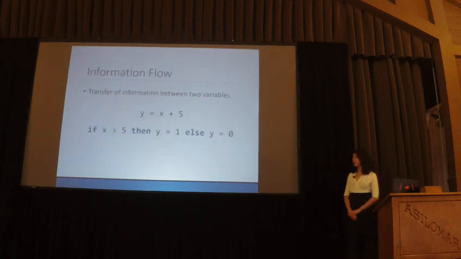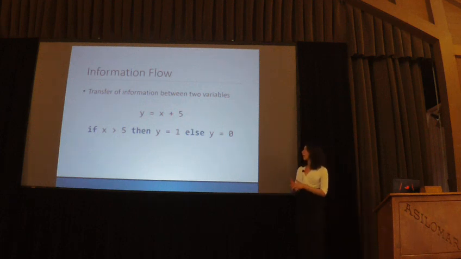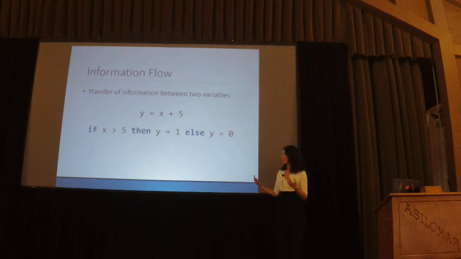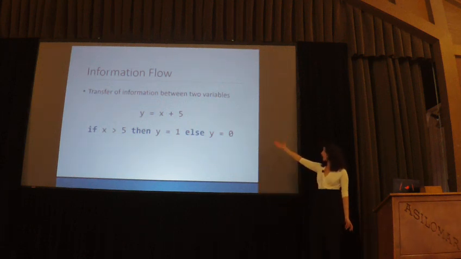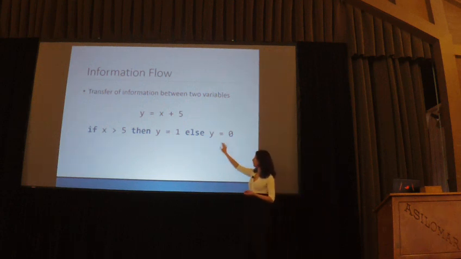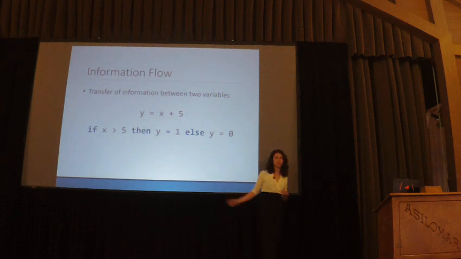Now, how does SlickStan do all of this? Well, it uses something called information flow analysis, and this is what information flow is really. Information flow is a transfer of information from one variable to another. Here in the first line, we have information flowing from X to Y. In the second line, we also have information flowing from X to Y, because if we know that Y is 0, then X must have been smaller than or equal to 5.